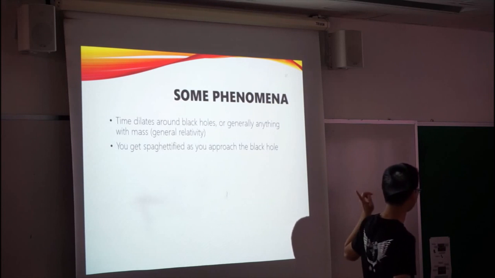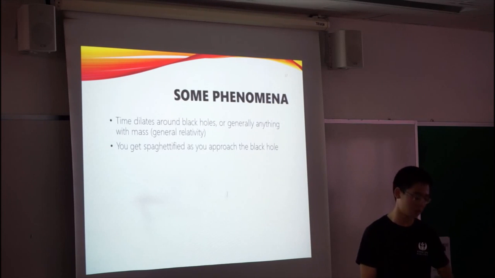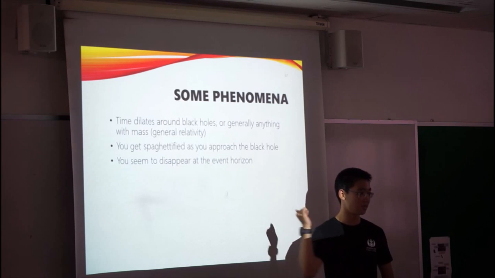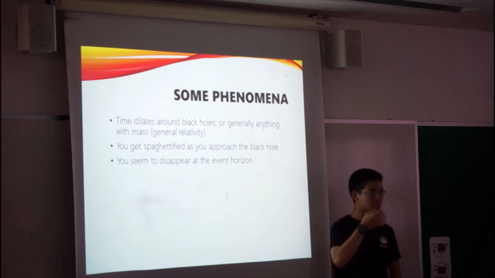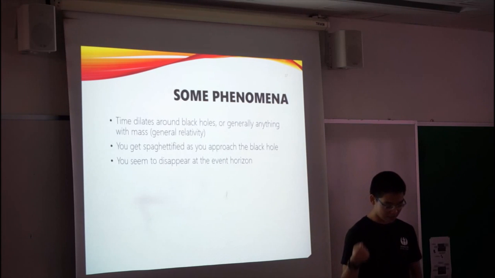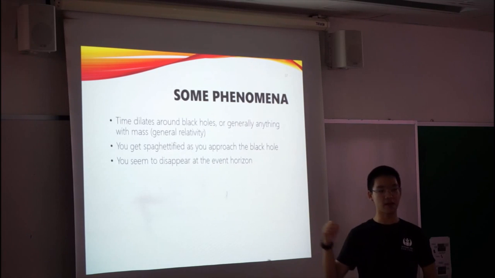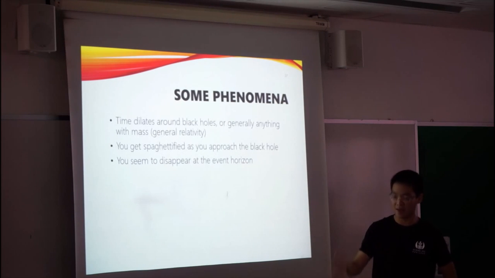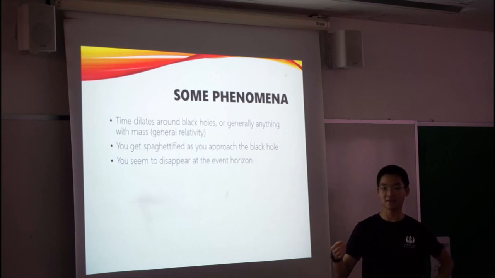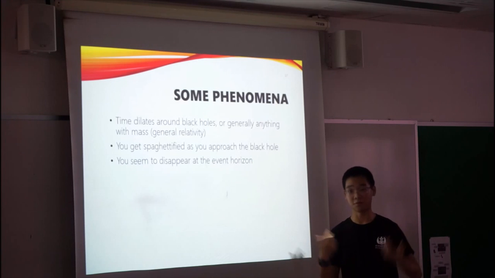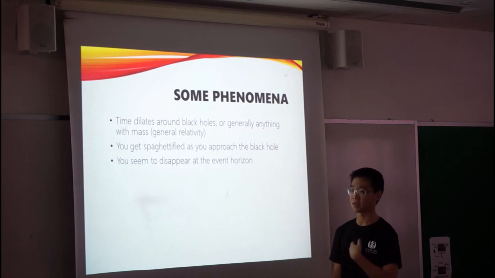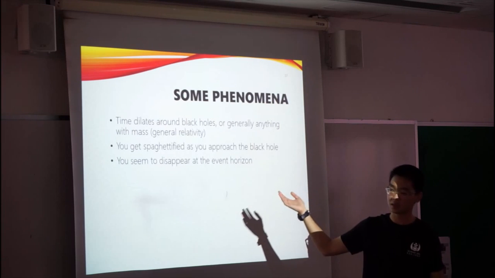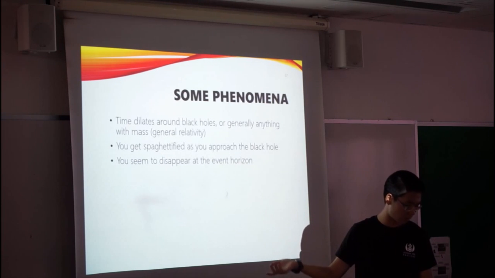The length of your stretching depends on how close you get to the horizon. And also you seem to disappear at the event horizon. Everyone knows why this is the case. Yes, because the event horizon is defined as a boundary which light is unable to escape. So if you are at that horizon and light reflects off you, it doesn't reach the observer outside because it can't escape the event horizon. Because light doesn't enter your eyes, you cannot see a person falling past the event horizon.